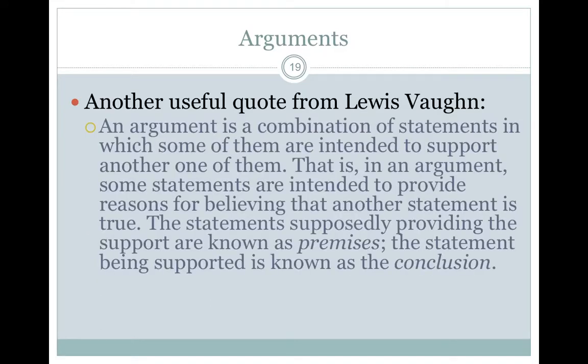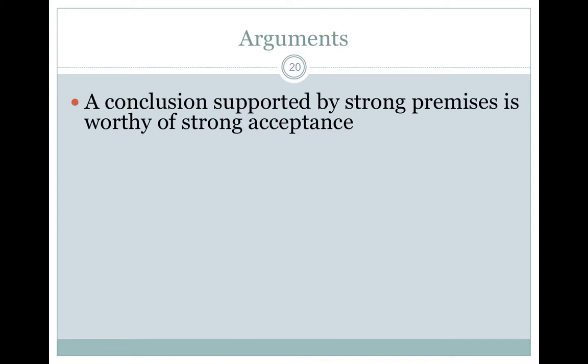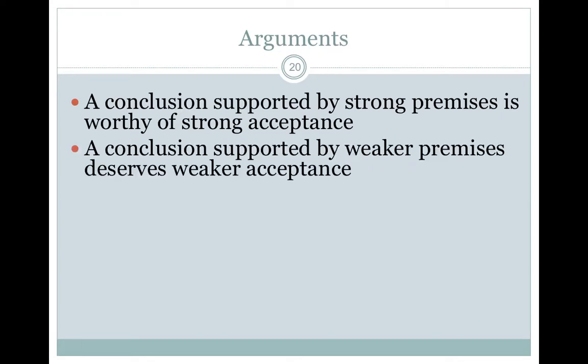Here's another quote from Vaughan, echoing what I just said. An argument is a combination of statements. Some of them are intended to support another one of them. So, some statements in an argument are intended to provide reasons for believing that another statement is true. The statements supposedly providing the support are known as premises. The statement being supported is known as the conclusion. I hope this makes sense. Now, a conclusion supported by strong premises, or convincing premises, is worthy of strong acceptance. A conclusion supported, by contrast, by only weak premises deserves weaker acceptance.